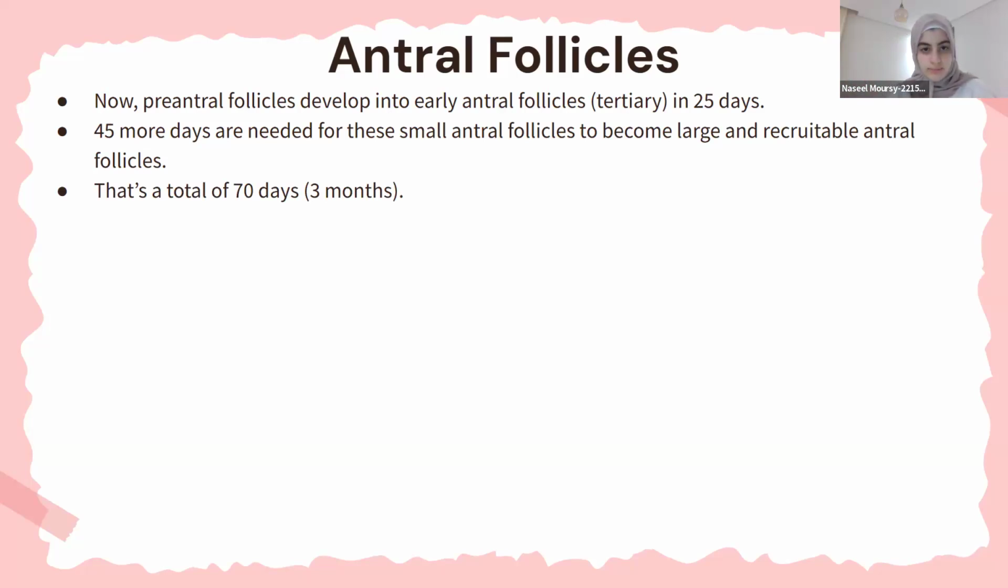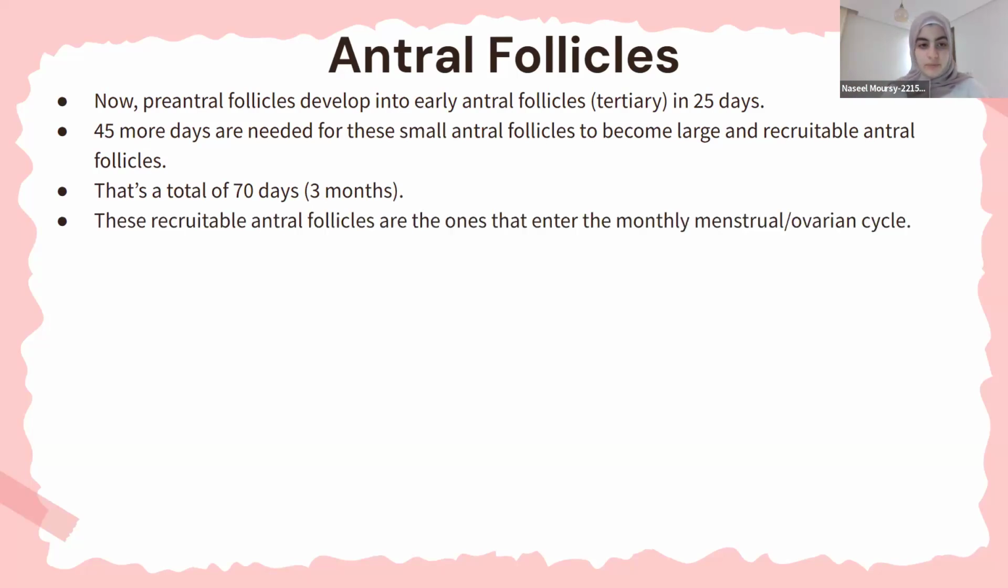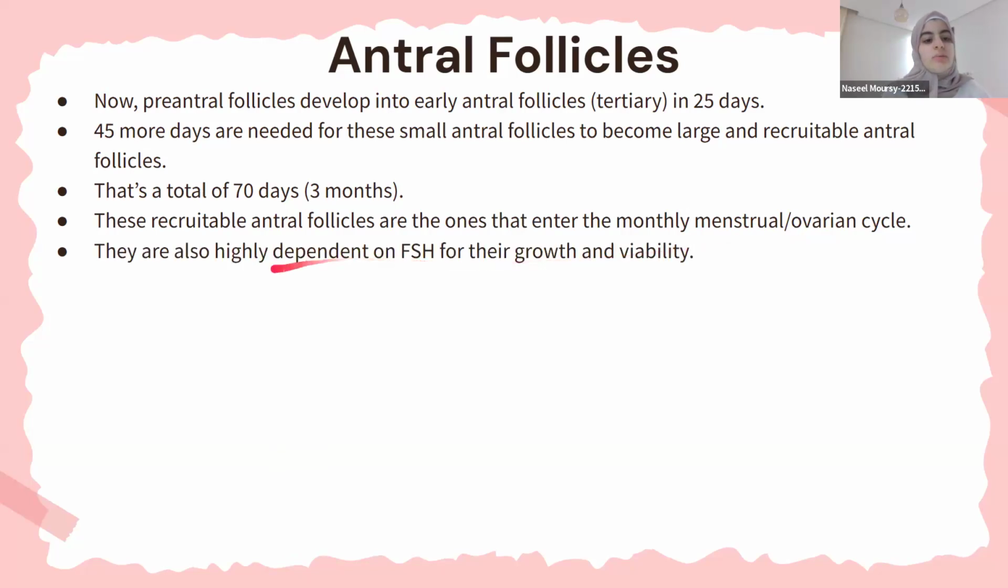So up to tertiary. Now these large antral follicles are the ones that go into the menstrual cycle. These are the ones that get stimulated by FSH and LH, and these are the ones that go into ovulation. So these recruitable antral follicles are the ones that enter the monthly menstrual and ovarian cycle, and they start getting stimulated by FSH and LH. They're highly dependent on FSH for their growth and viability.